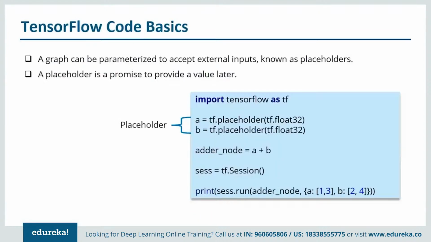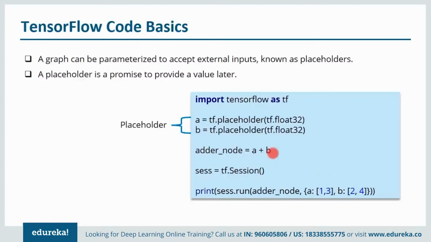So basically a graph can be parameterized to accept external inputs as well. And what are these? These are nothing but your placeholders, and a placeholder is basically a promise to provide values later. There's an example in front of your screen. Over here, these three lines are a bit like a function or a lambda in which we define two input parameters A and B, and then an operation possible on them. So we are actually performing addition.